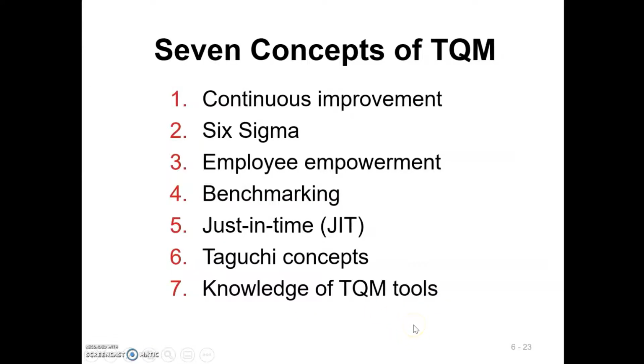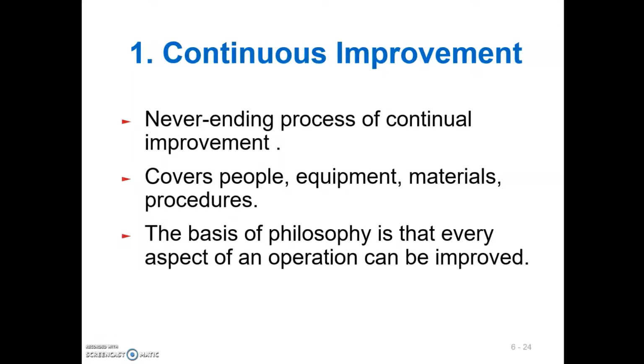So here are the 7 concepts of TQM that I'm going to discuss one by one in the next few slides. First, we have continuous improvement. It is self-explanatory. Actually, it's a never-ending process of continual improvement. It covers people, equipment, materials, and procedures. And the basis of the philosophy is that every aspect of an organization can be improved.